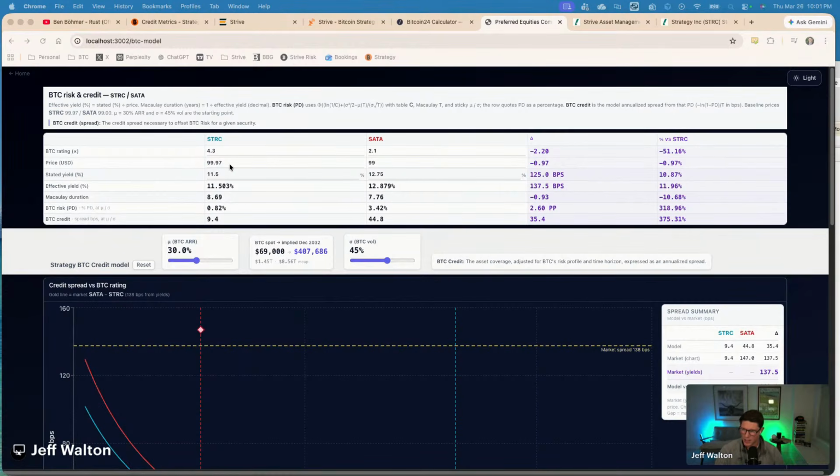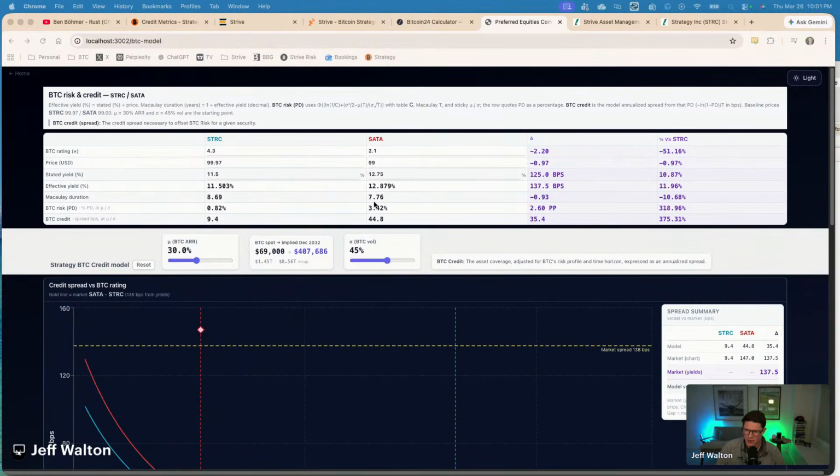So let's look at them. STRC price as of close of day, 99.97. SATA, 99.00. Stated yield, 11.5 versus 12.75. The effective yield between the two, 11.5% and 12.8%. So the difference in effective yield is 137 basis points. And the big question is, what should it be? And I think that's fascinating. And we'll begin to think about this over time and start to understand a mathematical framework. So we're going to get into it.